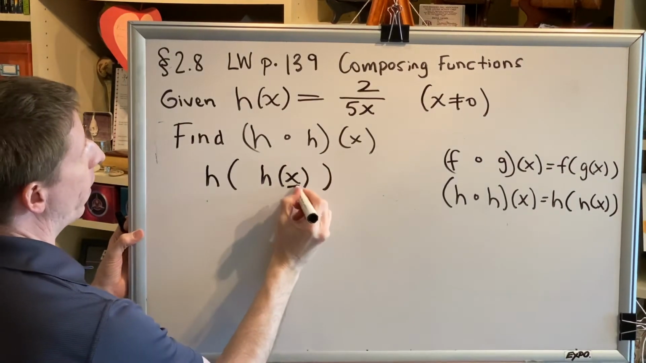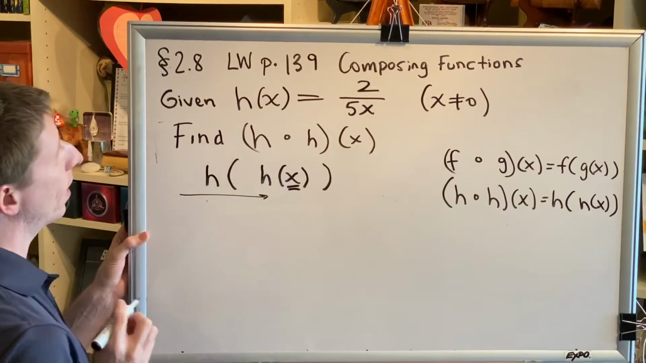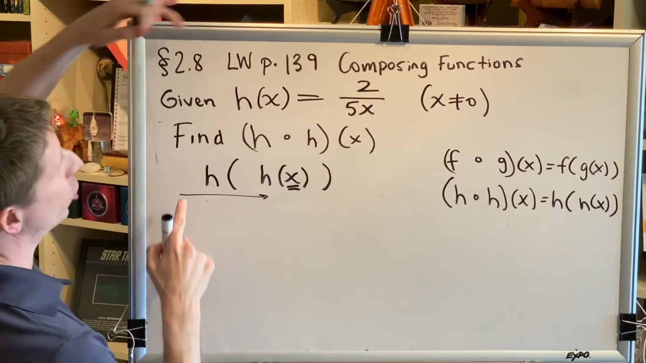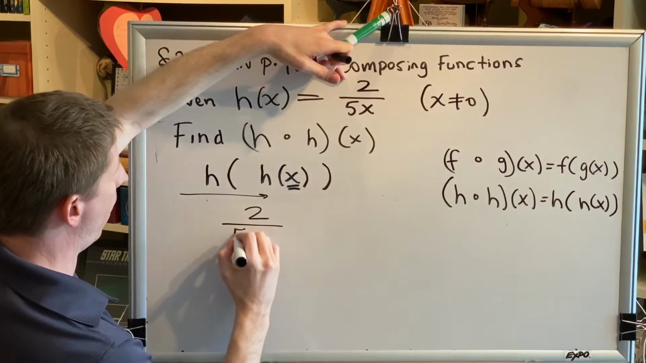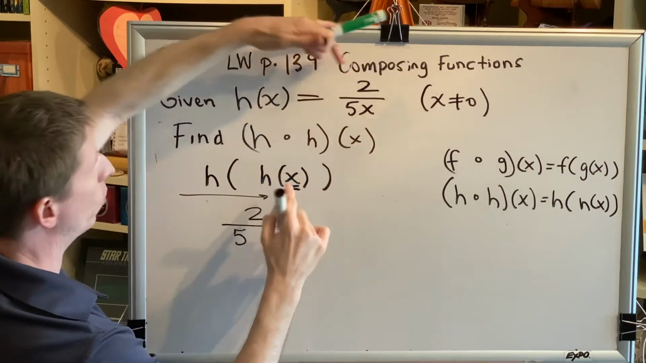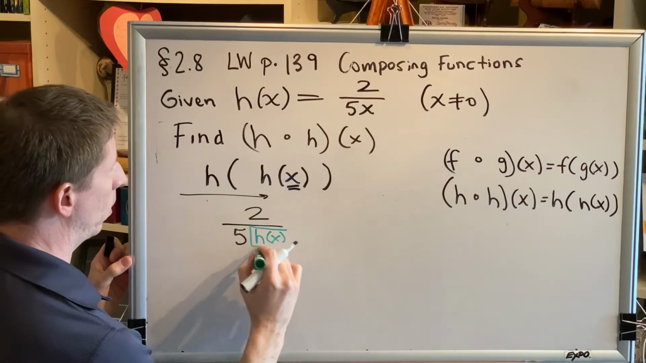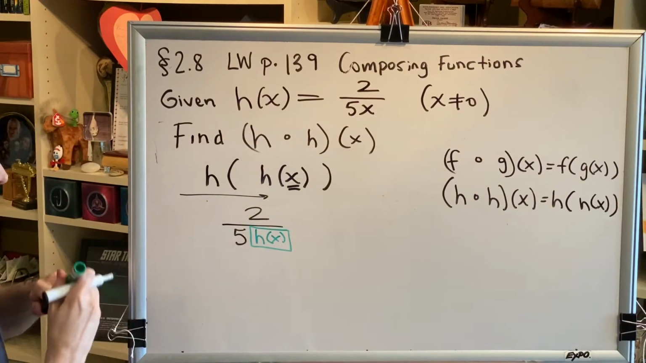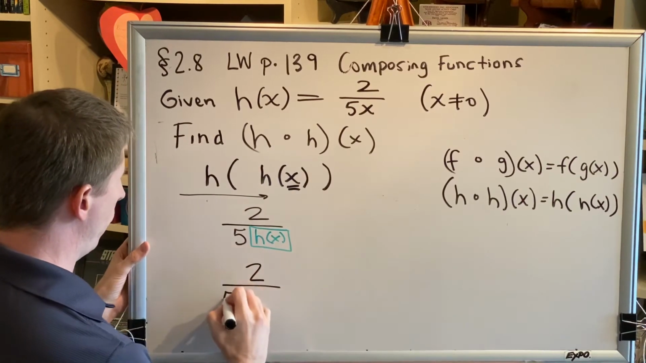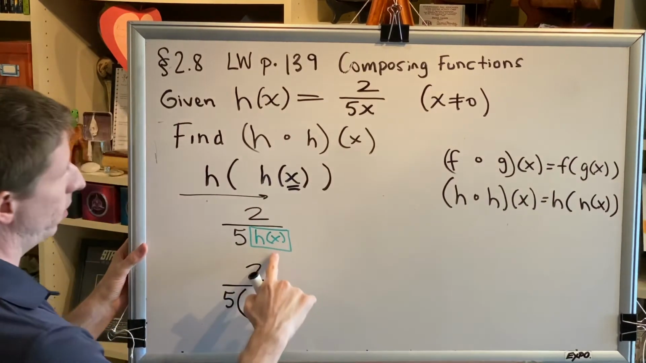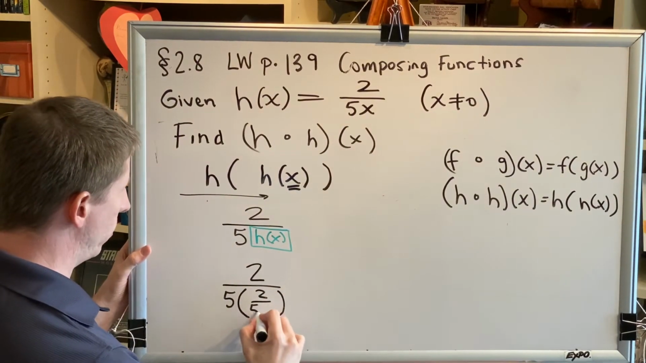And again, we note that there is a variable for our input. So we work from the outside in. We begin with function h, which we see here. And we write 2 over 5, but in place of this x, we put h of x. Now we substitute and simplify. 2 over 5 times, and h of x is 2 over 5x.